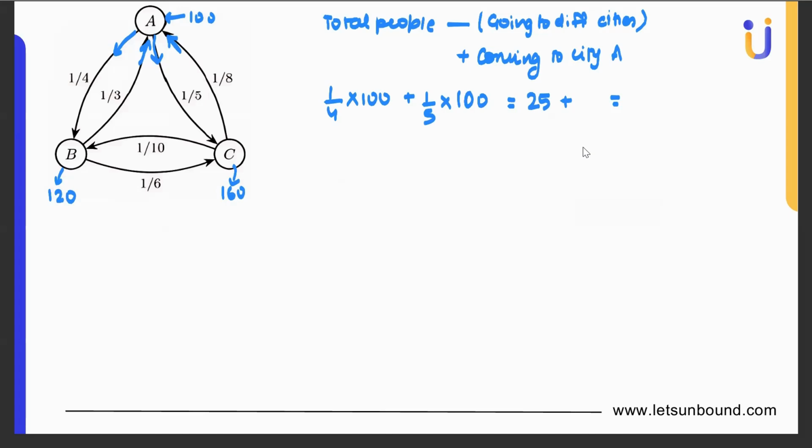So it is dependent on city A. That's why we're taking it of 100. So this gives me 25 and 20, which is 45. So 45 is the number of people we will subtract from the total people. Coming on to how many people are coming to city A.